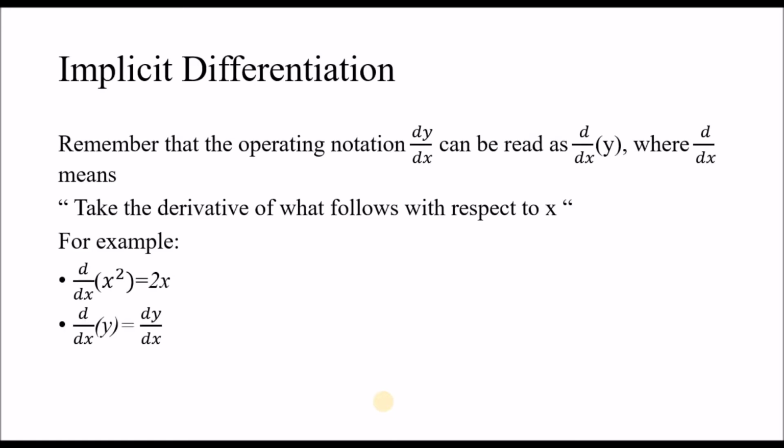Remember the operator notation, the differentiation of y with respect to x. I am going to read it dy over dx because it's more convenient that way. It can also be read as the differentiation with respect to x of y, where d over dx means take the derivative of what follows with respect to x. For example, if we want to find the derivative with respect to x of x to the second power, the answer is 2x. We know that. The derivative with respect to x of y is basically dy over dx.